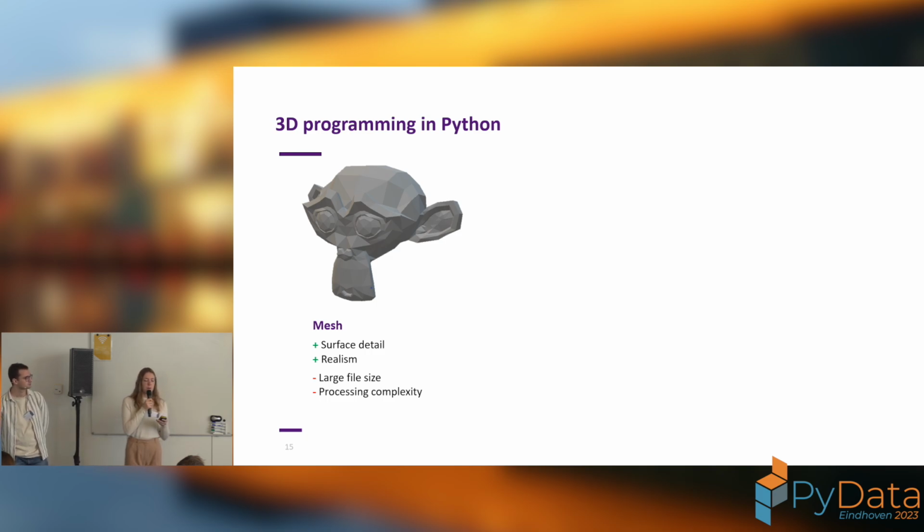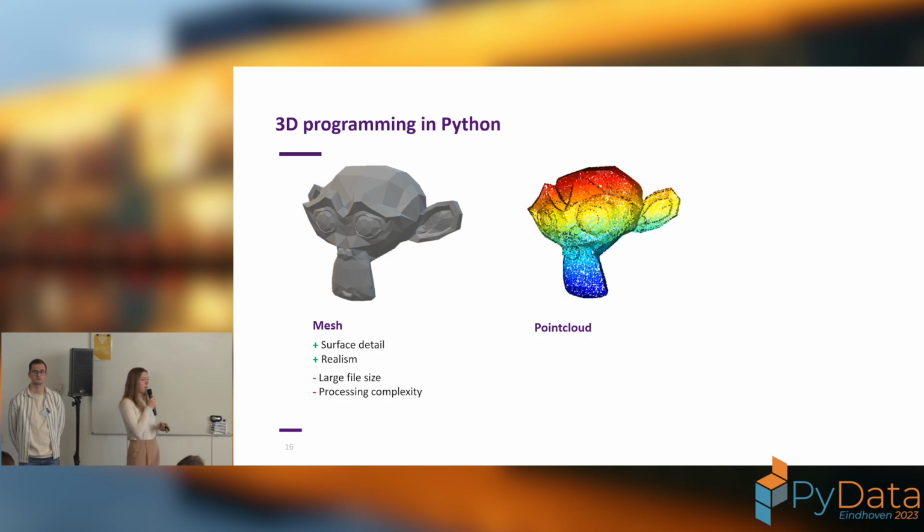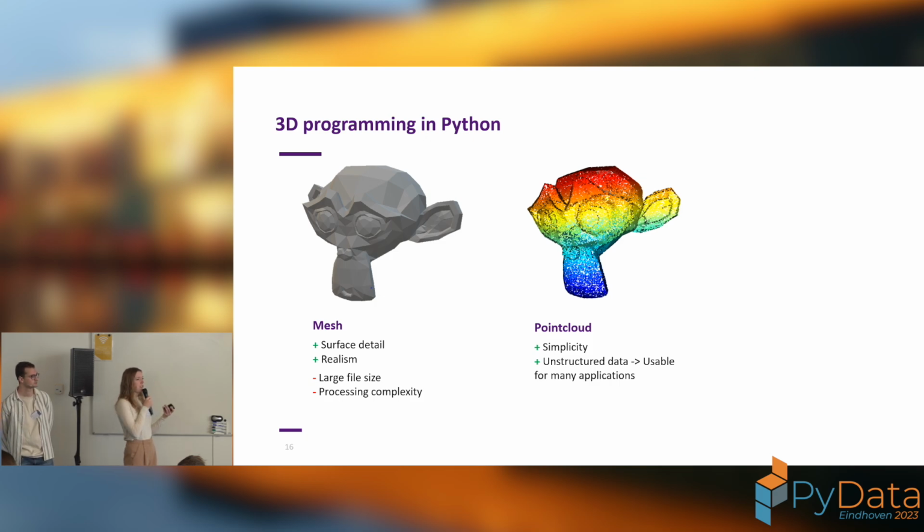So the second type of data is a bit simpler. It's a point cloud, and the name says most of it. It's a cloud made up of points, and in this case, the points are not connected to each other. So it's a more simple way to show your data, and it's unstructured because the points are just x, y, z coordinates, so they are not dependent on the other points at all.